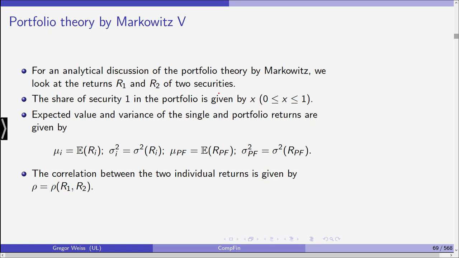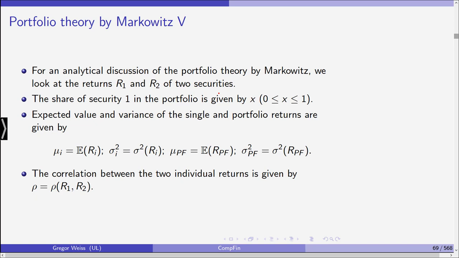So for a more analytical discussion of Markowitz's portfolio theory, we look at the returns R1 and R2 of 2 securities. The share of security 1 in the portfolio is given by X. We don't need a second share or weight, because if we assume that we have a certain amount of money, I can invest 30% in the first stock, then it's clear I can invest 70% in the second stock if we do not allow lending. So 1 minus X is the weight of security 2 in the portfolio.